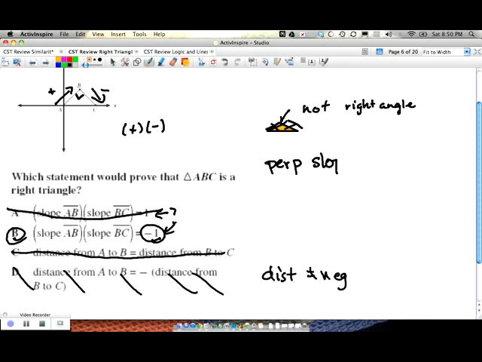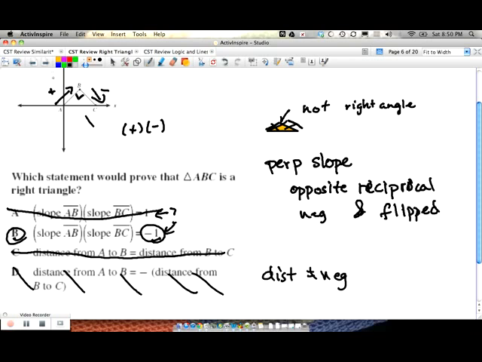By the way, a perpendicular slope is just the opposite reciprocal. That's a fancy way of saying negative and flipped. You multiply it by a negative and you flip it. Easy.